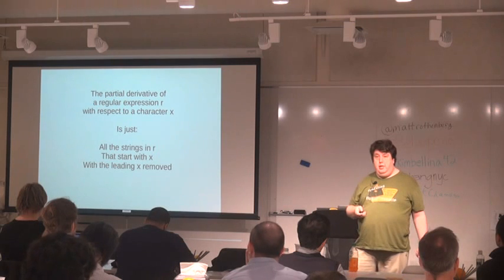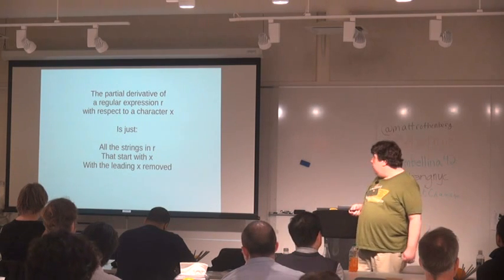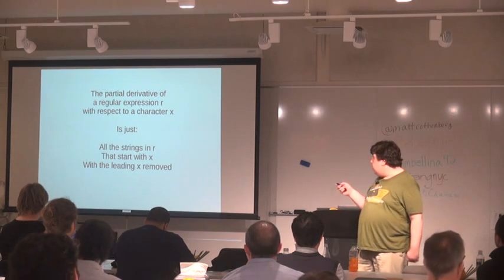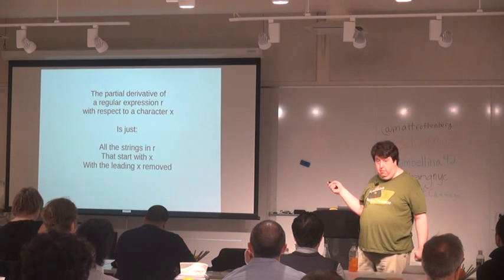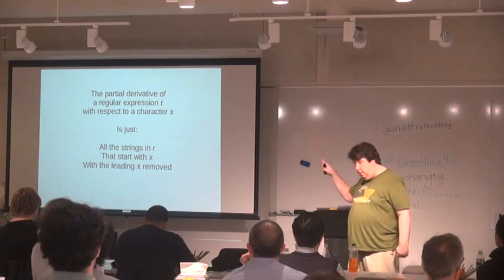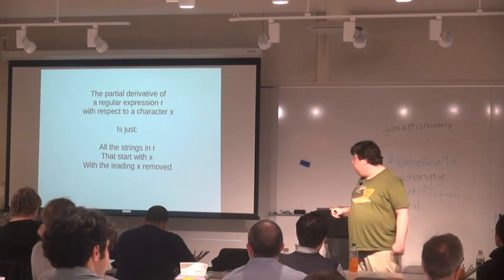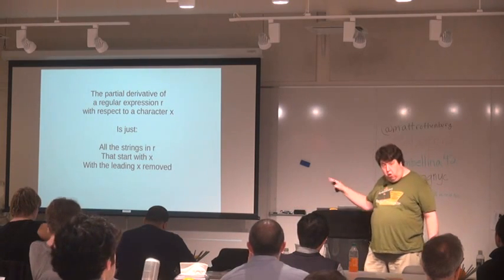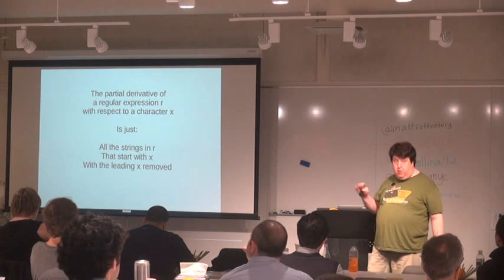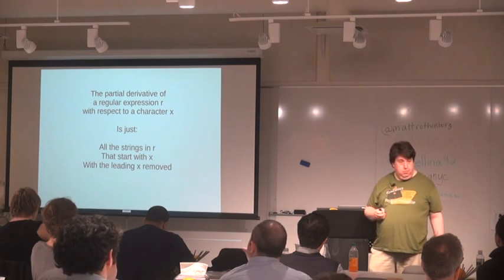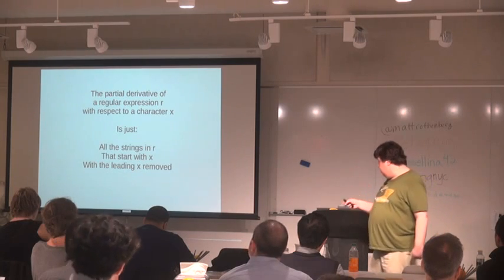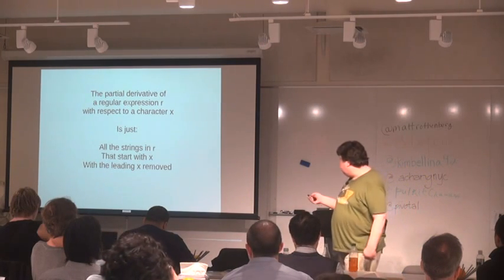So at this point, it's fairly easy to define. The partial derivative of a regular expression R with respect to some character x, in terms of the set of all strings it matches, is just all the strings R matches that begin with the letter x, with the letter x removed. So this is exactly as simple as you think it is, but let's work through some examples.